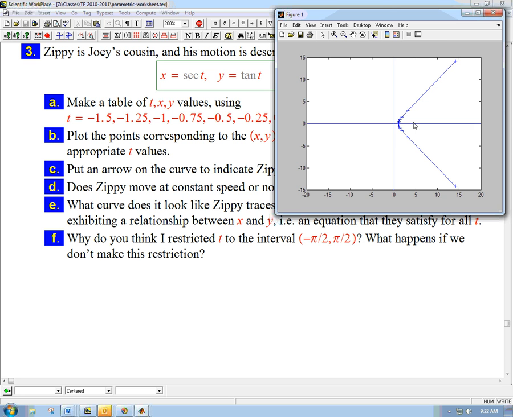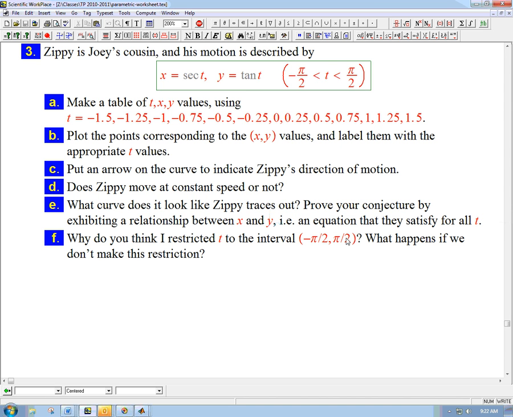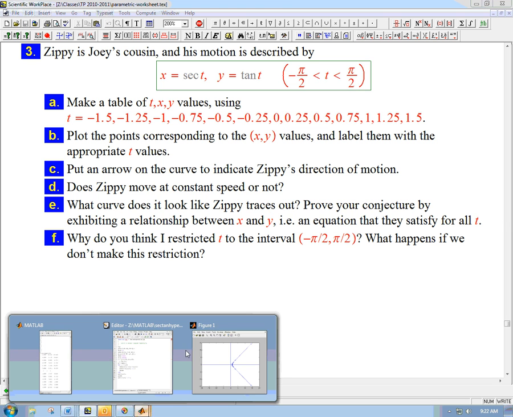At least a few to get an idea of the time and when he was at any particular point. That's important for a parametric curve. Okay, why do we restrict it to minus pi over 2 to pi over 2? Well, let's see what happens if we don't.